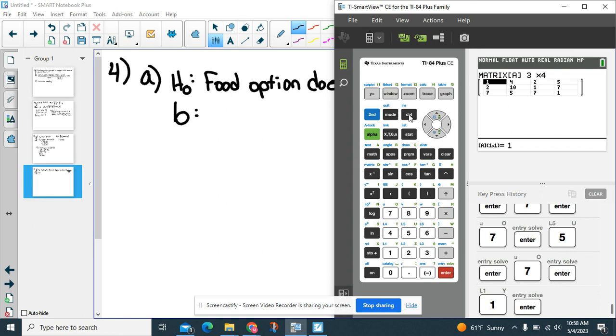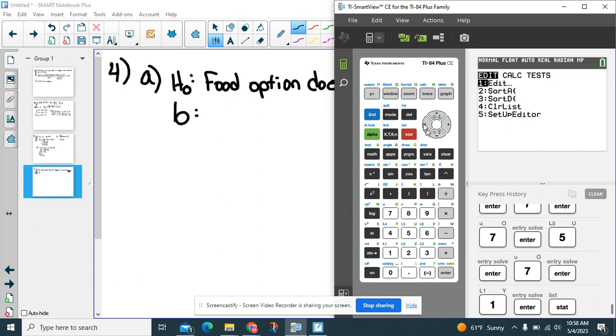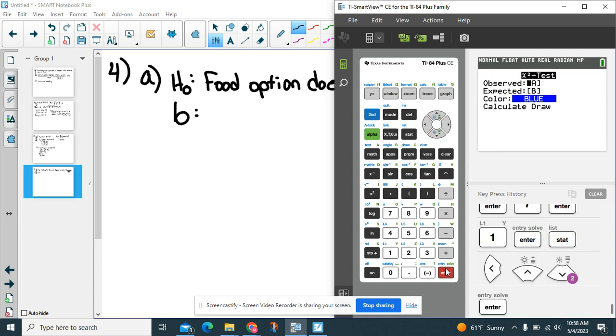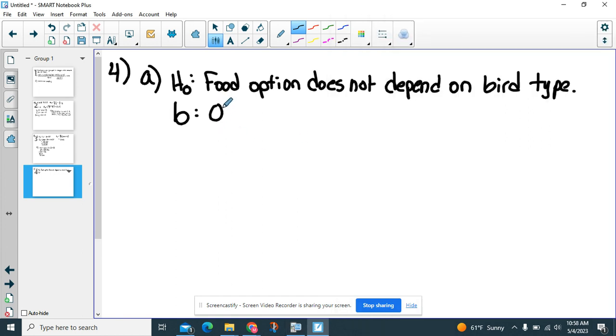All right, so then we just go to our stats, go over to tests, it's easier to go up to the chi-square test. All right, this is fine. So our p-value is 0.0136. That is to 3 sig figs. Remember, zeros at the beginning do not count.